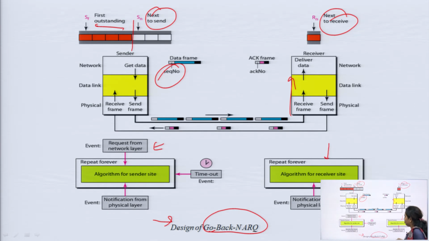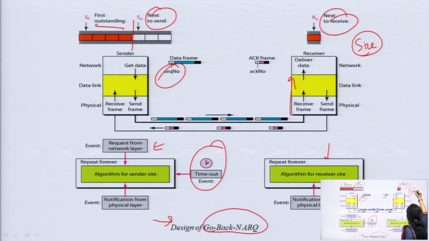In this case you can also see that whenever the automatic repeat request operation is there, a timer will be used. This timer will repeat after a particular point of time. Another point that you have to note is that the size of the receiving window, Rn, will always be equal to 1 in this case, that is go back N ARQ.